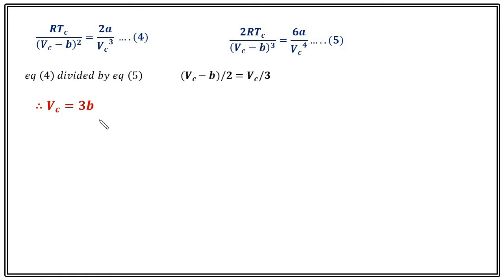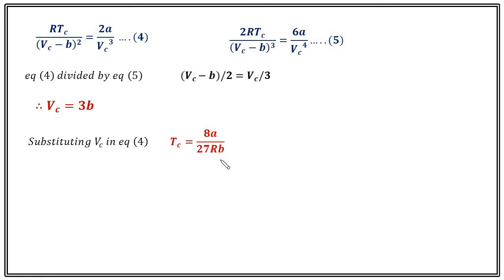Now just substitute Vc in equation 4 so that we can calculate Tc from equation 4. So from here, if you calculate Tc by substituting Vc, you will find Tc is given by 8a upon 27Rb. So this is our critical temperature.